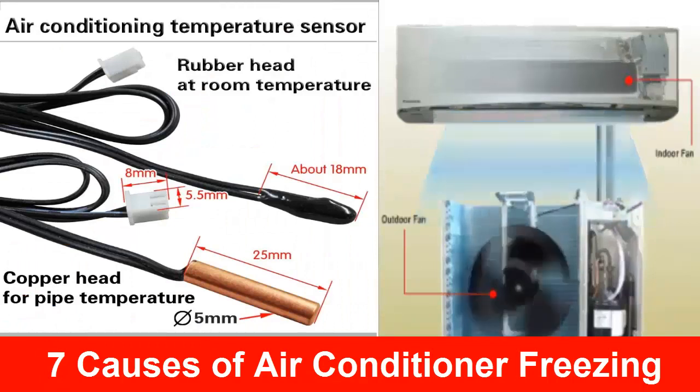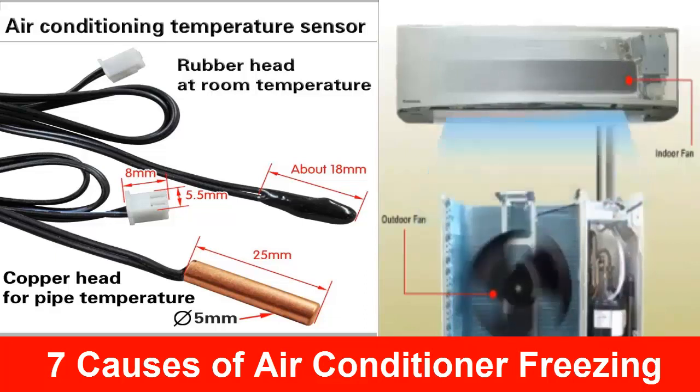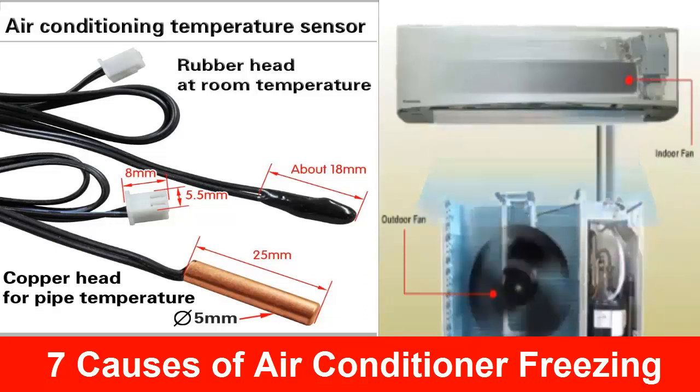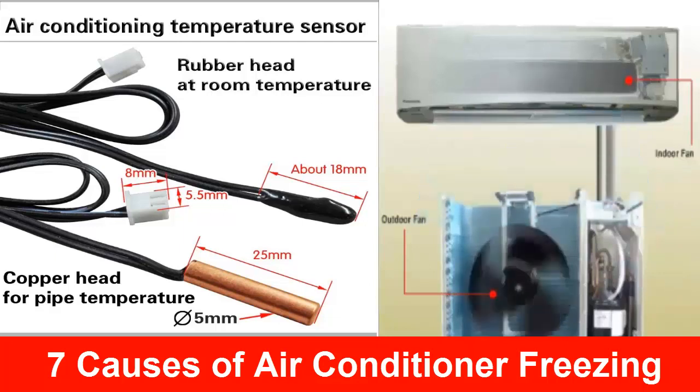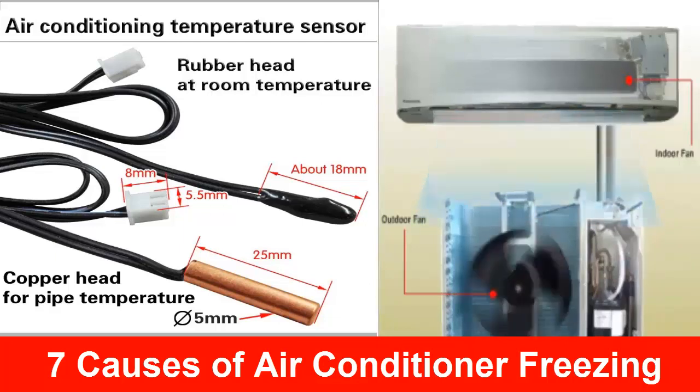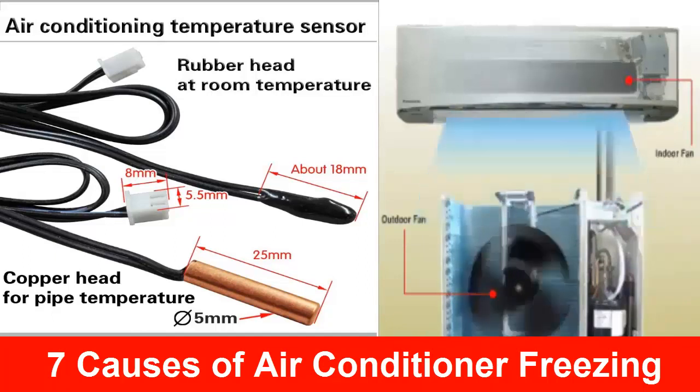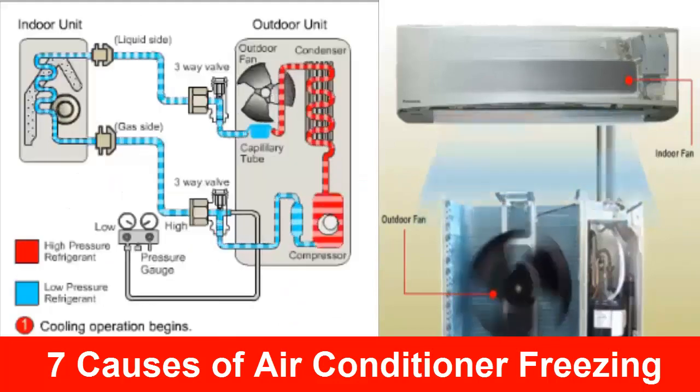6. Faulty or improperly placed ambient temperature or well sensor. The temperature sensor is the device that tells the air conditioner when to turn off, or to regulate the cooling capacity in the case of inverter air conditioners. If the sensor is improperly placed, the air conditioner may continue to operate, even after reaching the desired temperature, which can cause it to freeze.